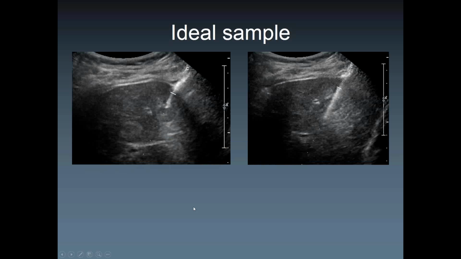Okay, so here's an example of what a biopsy should look like. This patient has a liver with several target lesions. These are tricky targets because they show what we call the inverse halo sign. The inverse halo sign means you have an echogenic rim rather than a hypoechoic rim.